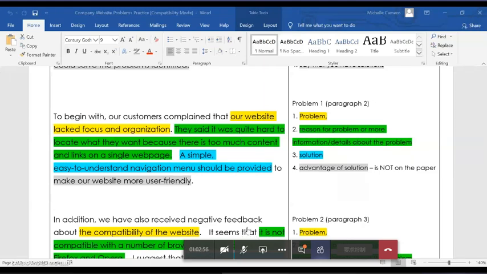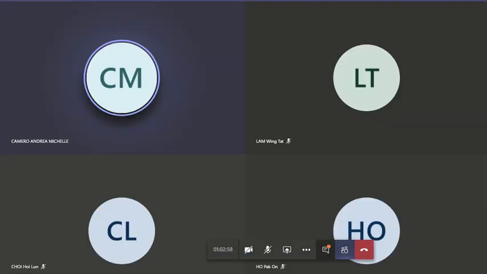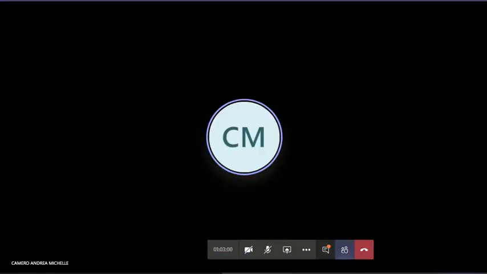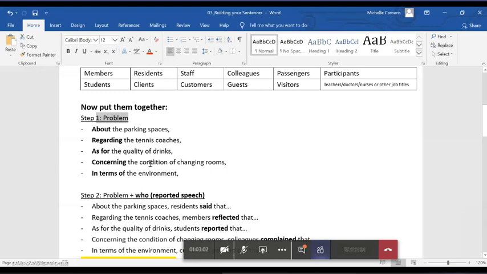Okay, so let's go back to this other paper document we were talking about. So that's why they say step 1, problem. So you can say the problem first. So you can start by saying about, regarding, as for, concerning, in terms of. Then after these words, you're going to have a noun phrase, and it's going to include the problem. Okay, so we've got parking spaces, tennis coaches, quality of drinks, condition and changing room, or the environment. All of those are the problems. Okay, and we start the problem with one of these words here.